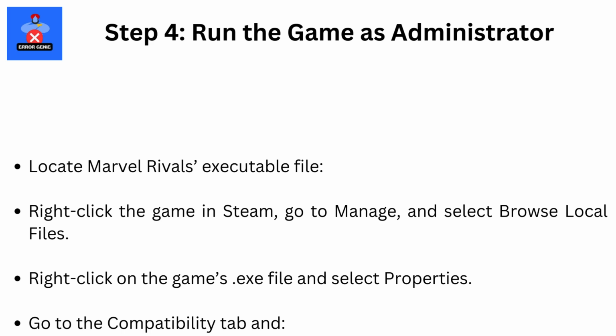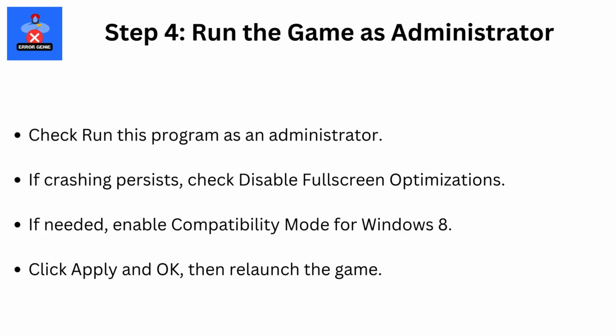Step 4. Run the game as administrator. Locate the Marvel Rivals executable file. Right-click the game in Steam, go to Manage, and select Browse Local Files. Right-click on the game's .exe file and select Properties. Go to the Compatibility tab and check Run this program as an administrator.